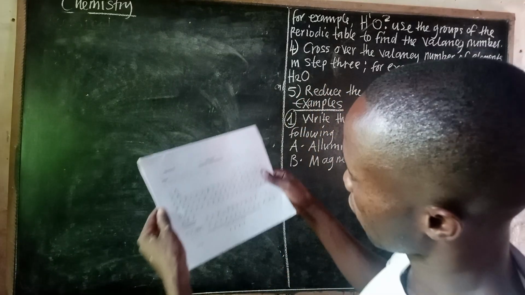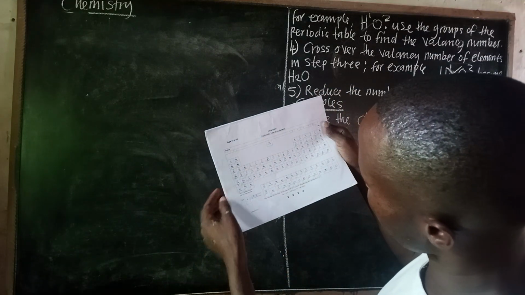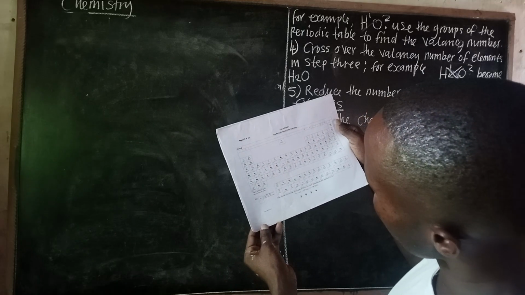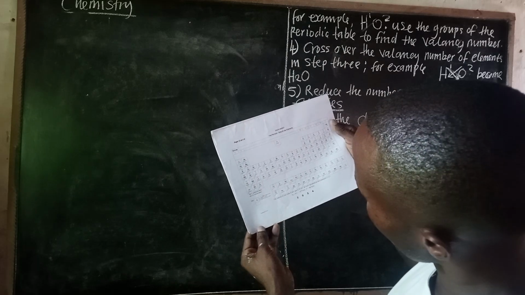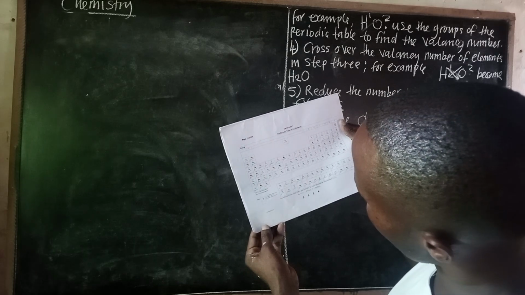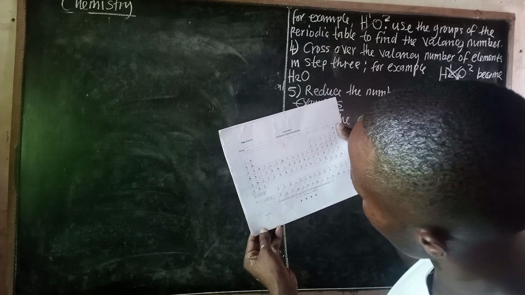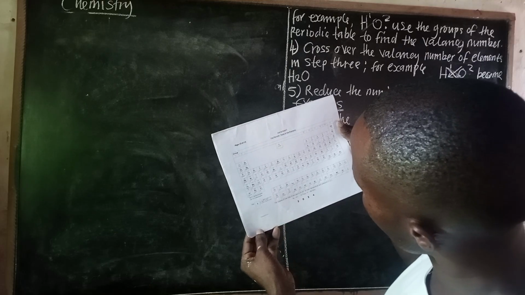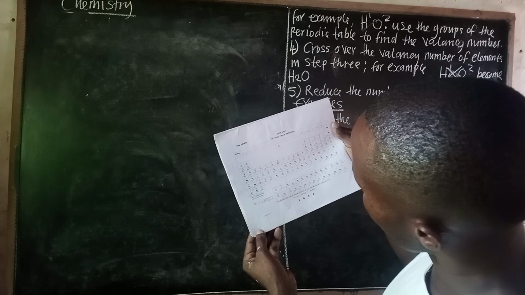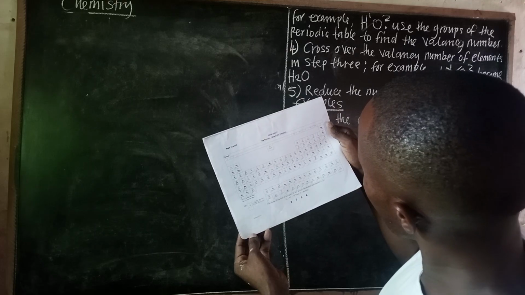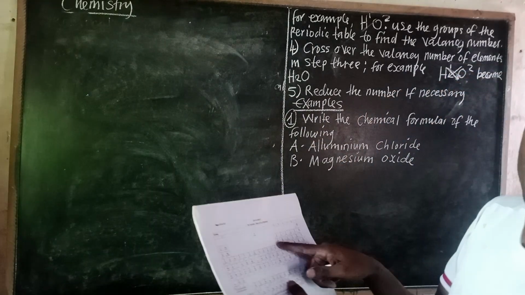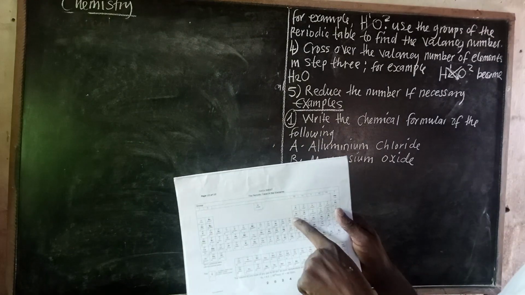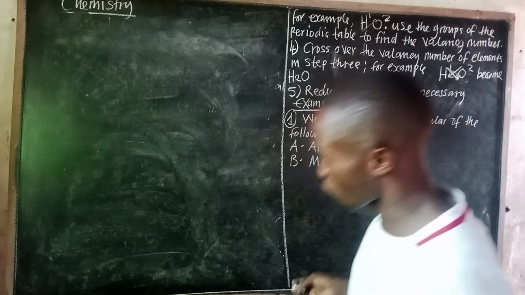Aluminium is in group what? Let us see. Aluminium. Okay. So aluminium is supposed to be in group 3. 1, 2, 3 is there. Okay, so aluminium is in group 3. Okay, so the atomic number is what? Is 13. So the atomic number is 13.